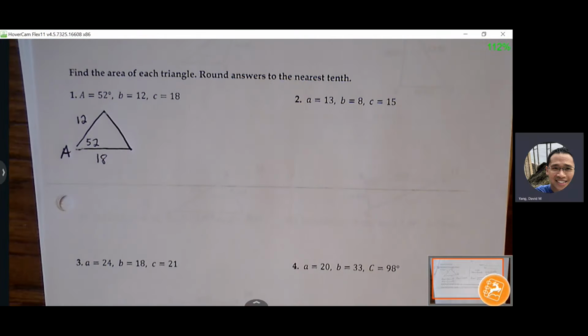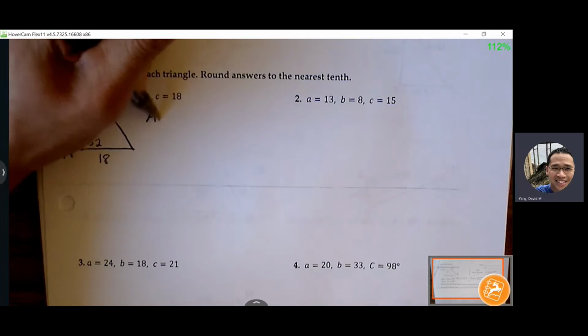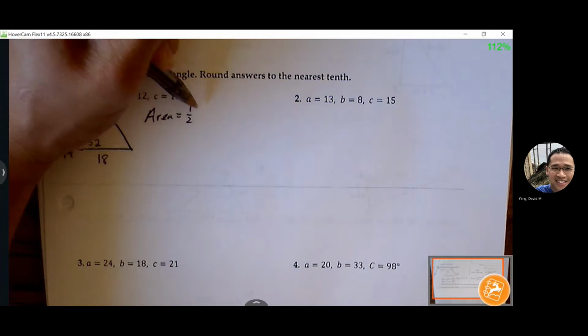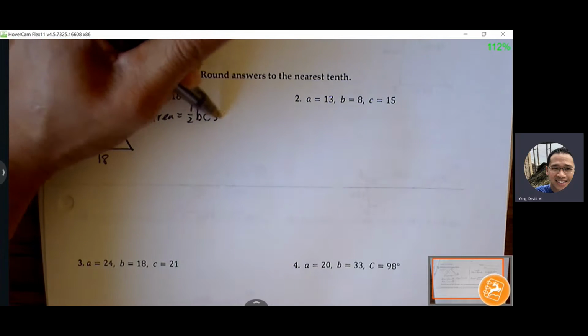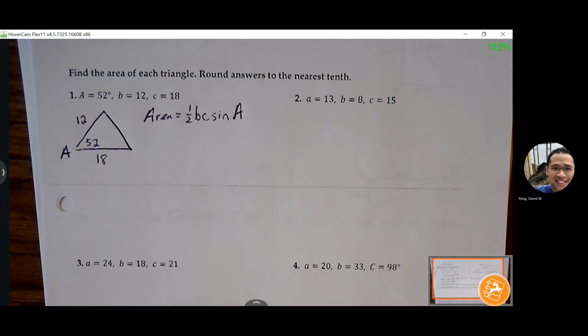Okay, this is set up as a what? Side angle side, yep. So looks like we can just go through the formula. One variation is 1/2 BC sine of A. Right, and it's just as easy as plugging into the calculator.